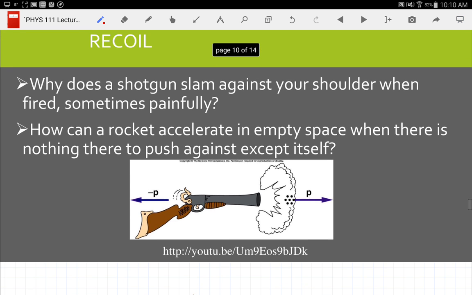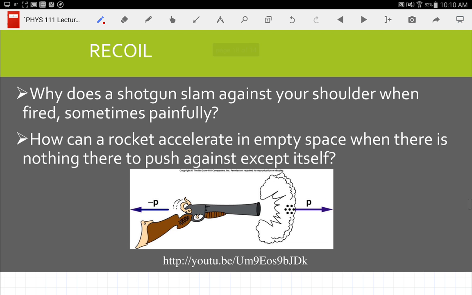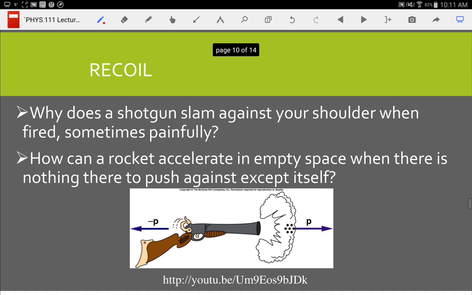So the gun is going to recoil because of conservation of momentum. You gave momentum to the bullet in one direction, the gun had to conserve and have momentum in the other direction until some other force, like your shoulder or your nose, slows down the gun. So that's a nice practical example of this whole conservation of momentum thing.